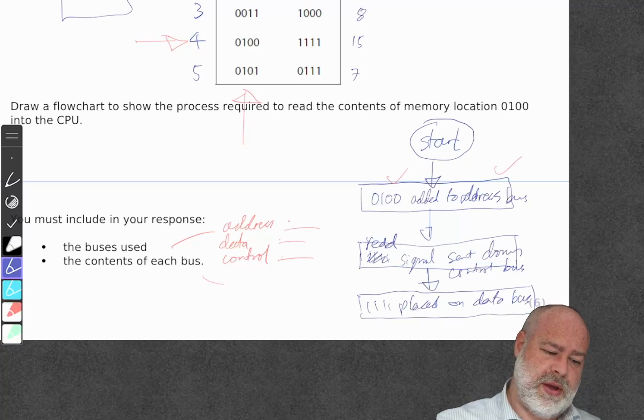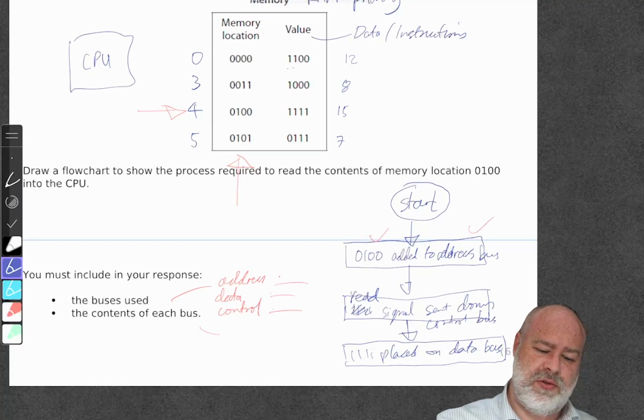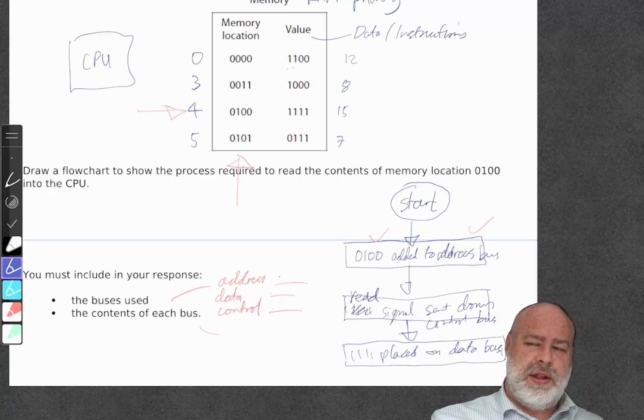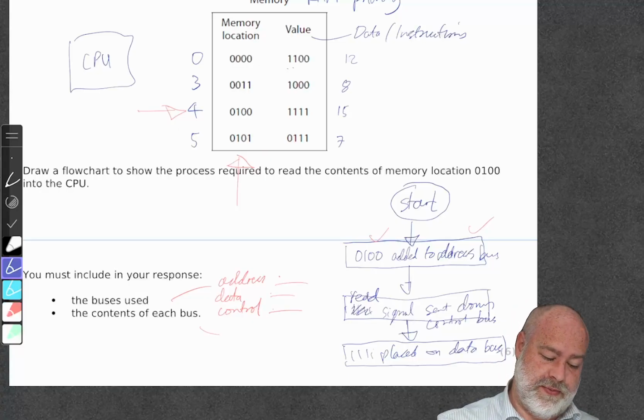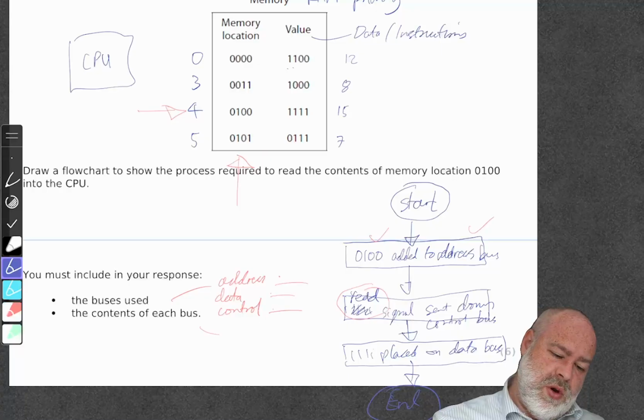Yeah, the data bus is only going to have either the data or the instructions, and the control unit deals with what should I do, and we're reading that area of the memory. So yeah, I have to be careful there myself. And then finally, that's it really. We would end that.